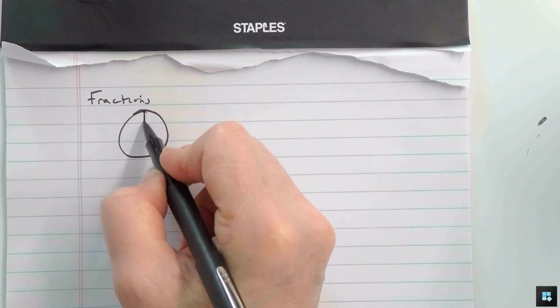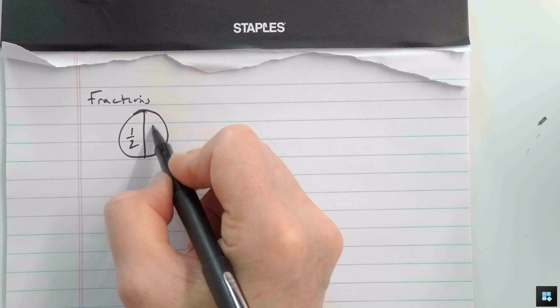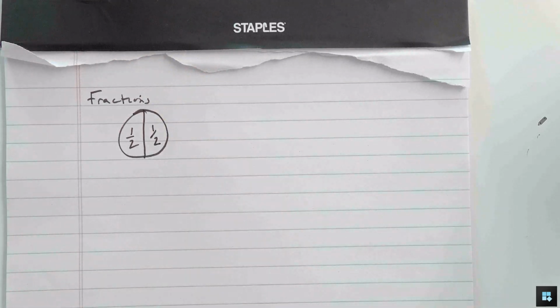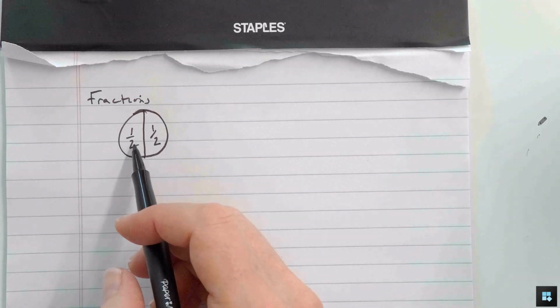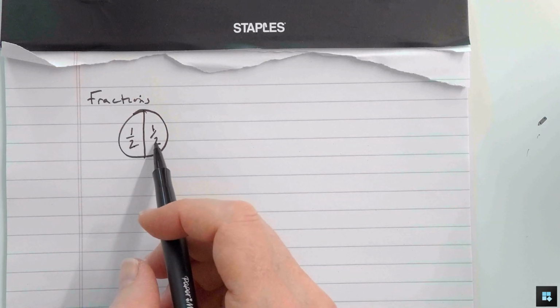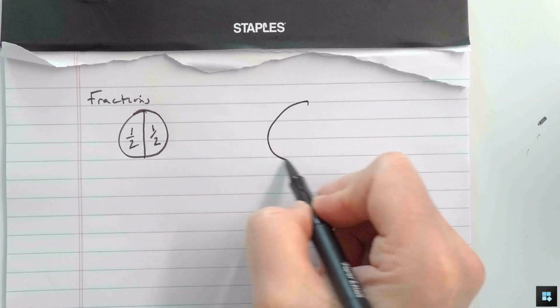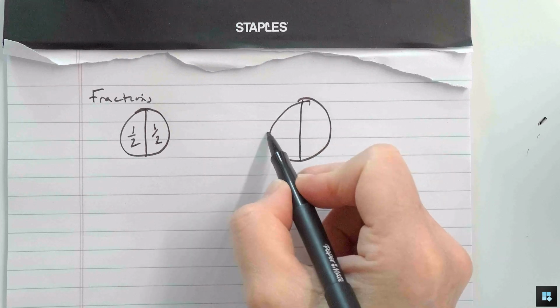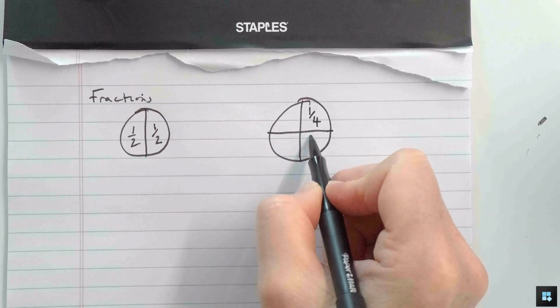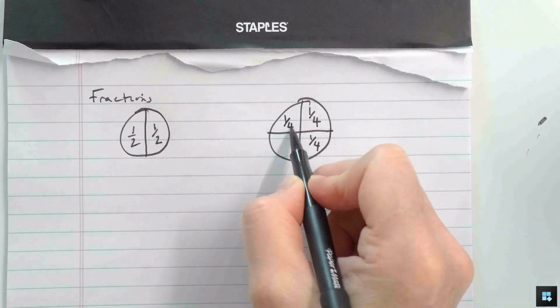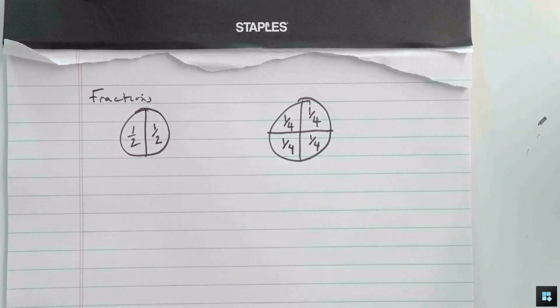So if you take one pizza and cut it in half, then the 2 in the bottom here shows that you cut the one pizza into 2 parts, and the 1 in the top means you have one of those 2 parts. So if you have a 1/4, that means that you cut the one pizza into 4 parts, and the 1 on the top means one of those 4 parts right there.